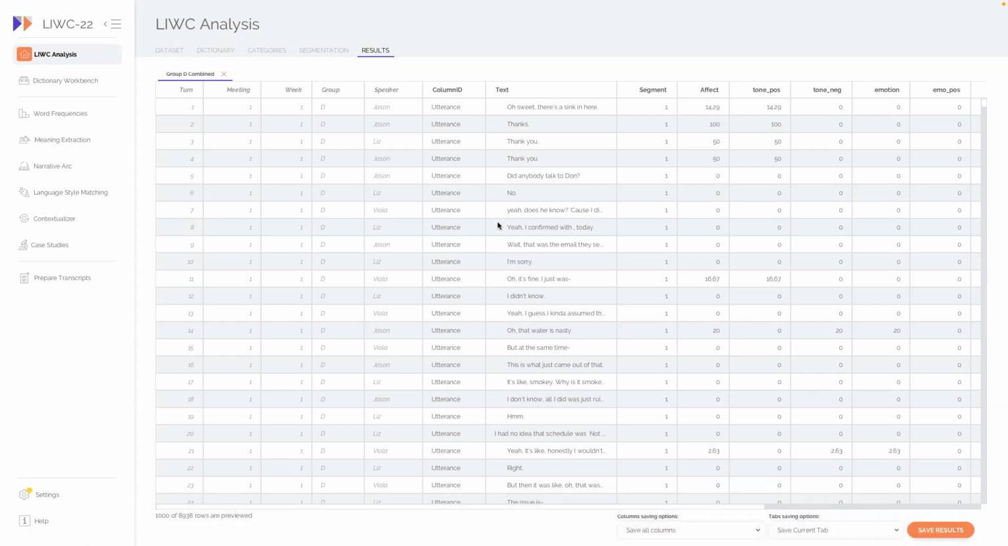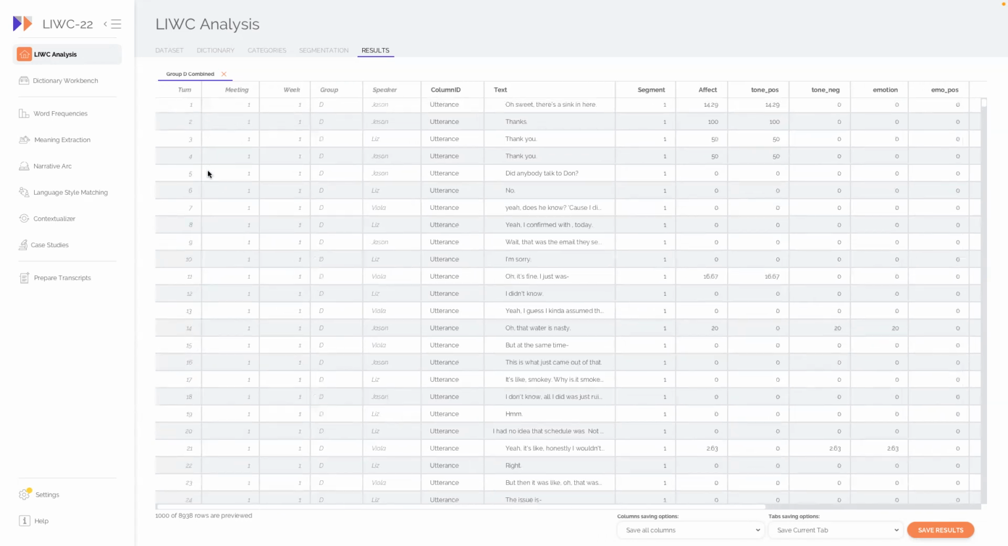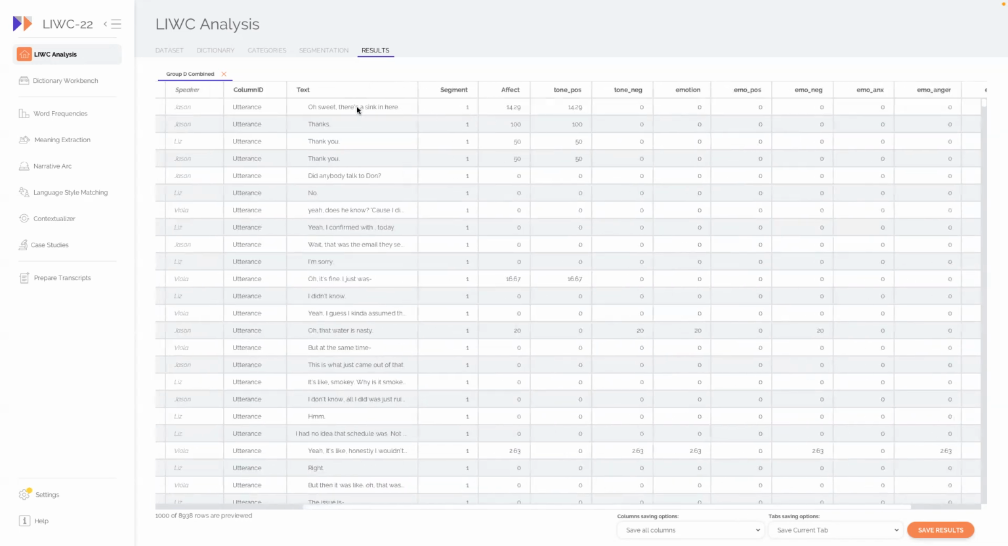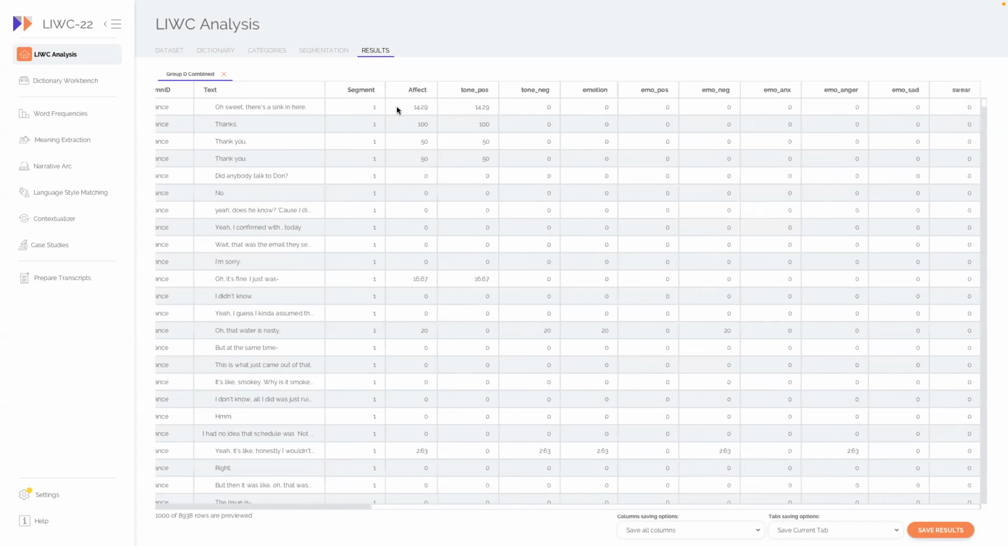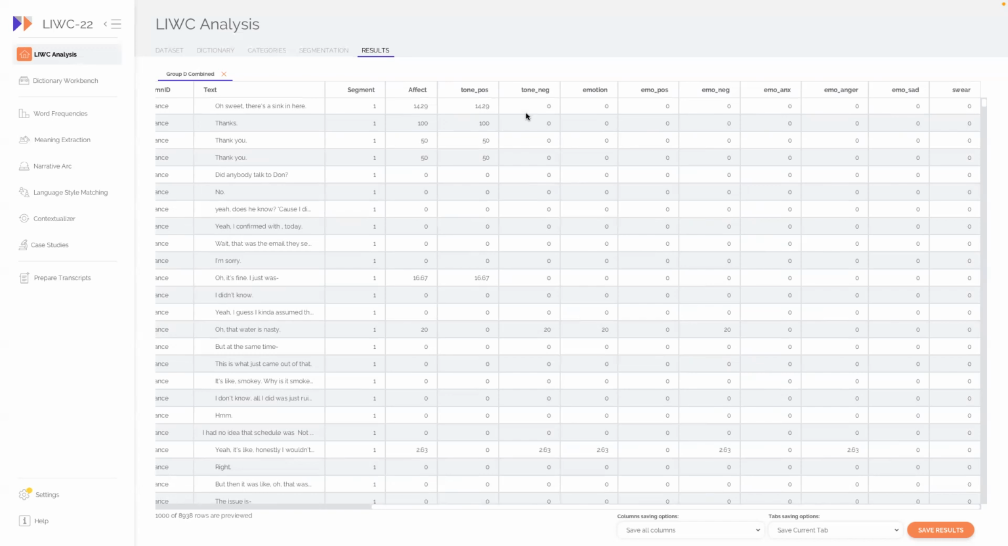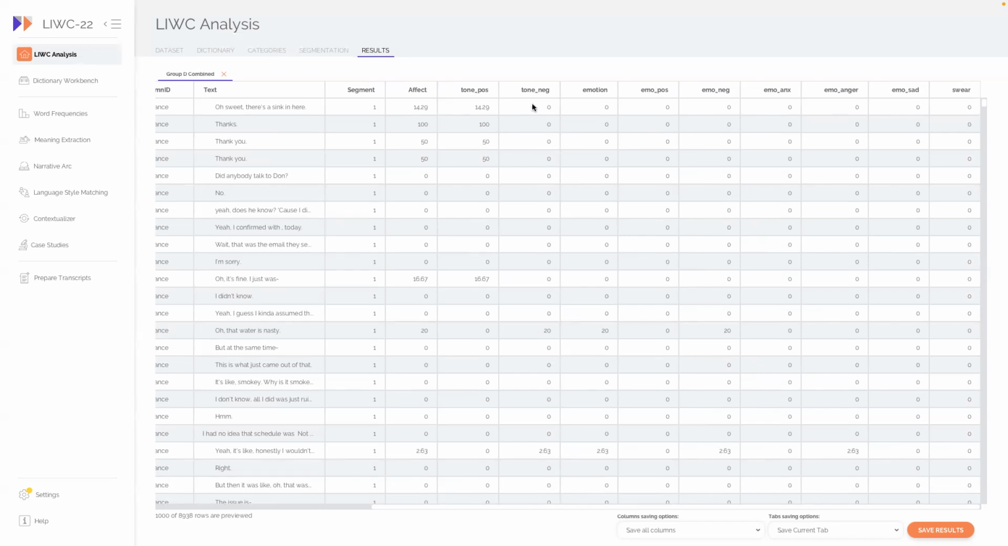And then what this does is it takes, turn 1, 2, 3. And you can see some of these are going to be zeros. So here is the text, and it tells you the affect. That's a decimal in there. That's not 14,000, I don't think. And then there's a bunch of zeros. That means in that certain thing, he didn't say anything negative, he didn't talk about emotions, etc. Yeah, so I think that's a 14.29. And again, how it's calculated is a little bit different.